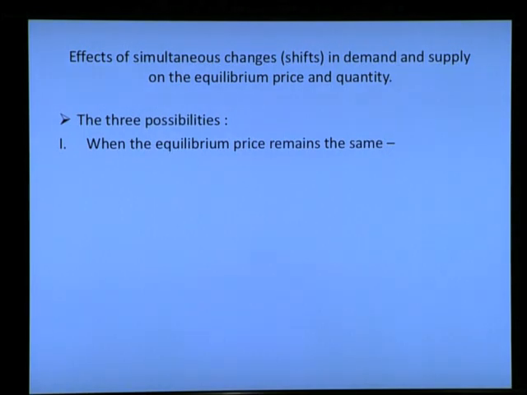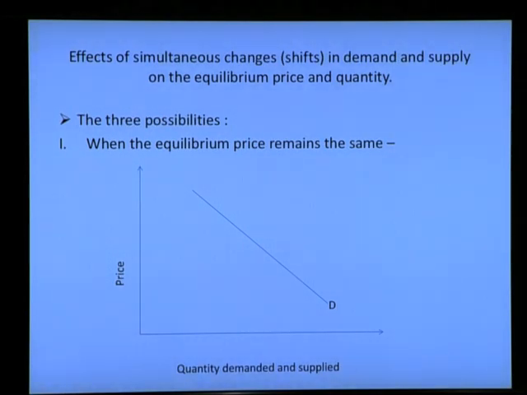So, here we have three possibilities. The first one is when the equilibrium price remains the same. So, we are going to look into when the equilibrium price is going to remain the same. Here I again have the x axis and y axis, so demand and supply curve. Here the equilibrium price is P and the equilibrium quantity is Q.